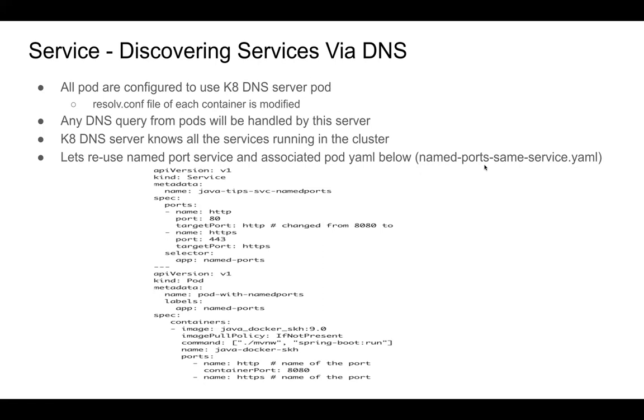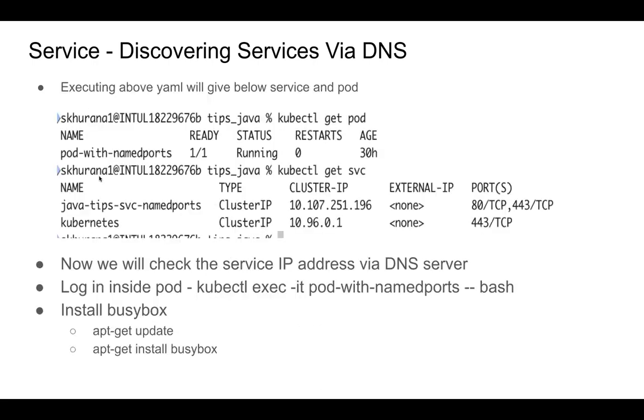So this is the YAML we'll use. We'll create some service, which we already did, and it has some port, which we already have. So these are the ports we are getting, and these are the services we're getting. Now what we'll do is go inside this port. Let's just follow the PPT here. We'll see how the resolution to the service via DNS works.